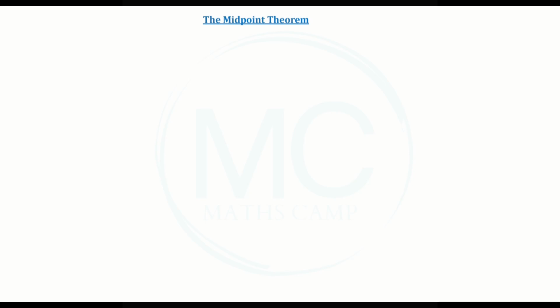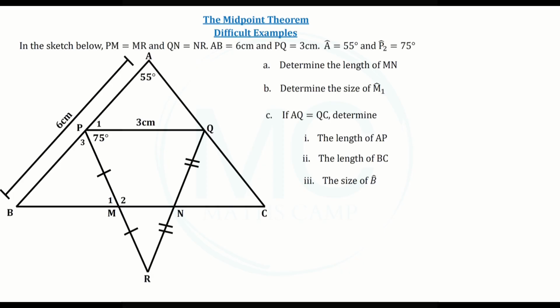Now that we have a better idea of what the midpoint theorem is and how we work with it, I'd like to look at some more difficult examples. In the sketch below, PM is equal to MR and QN is equal to NR. AB is 6 centimeters and PQ is 3 centimeters. Angle A is 55 degrees and angle P2 is 75 degrees.